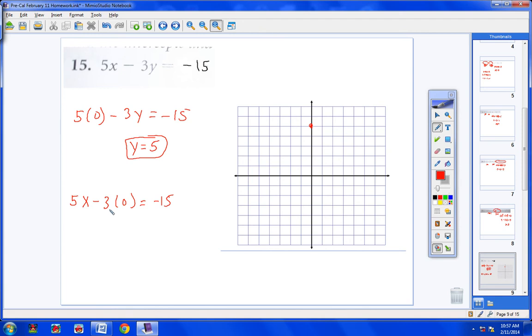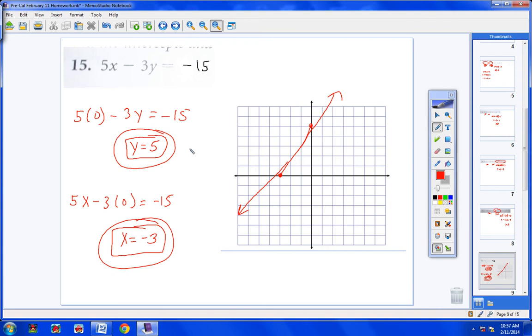5x, 3 times 0 is 0. 5x minus 0 is 5x. Divide both sides by 5. And x equals negative 3. So that's your x-intercept. There we go. All right, so this is the y-intercept. This is the x-intercept. That's where the line crosses the y-axis. This is where the line crosses the x-axis, and you draw your line. A pretty popular and easy method to use.